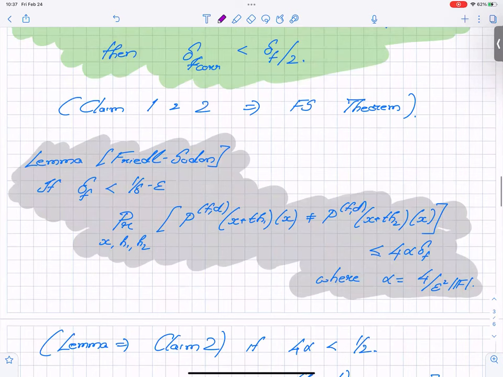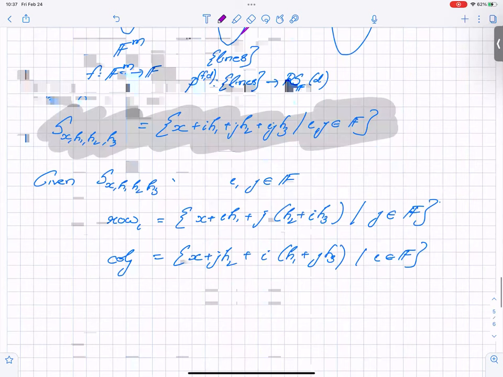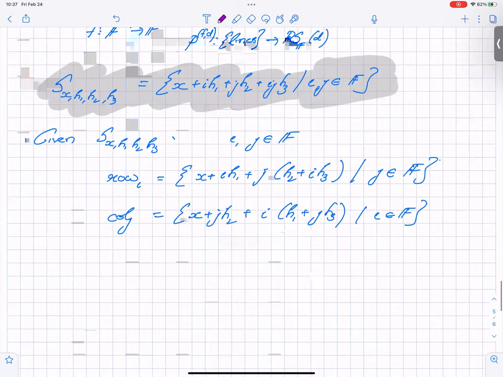We want to prove that for a random choice of x, a random choice of h1, h2, we want to show that this line at the point x and this line at the point x agree. And I want to say those two lines actually occur in this. What are those two lines? For every line, I'm going to give them one notation.